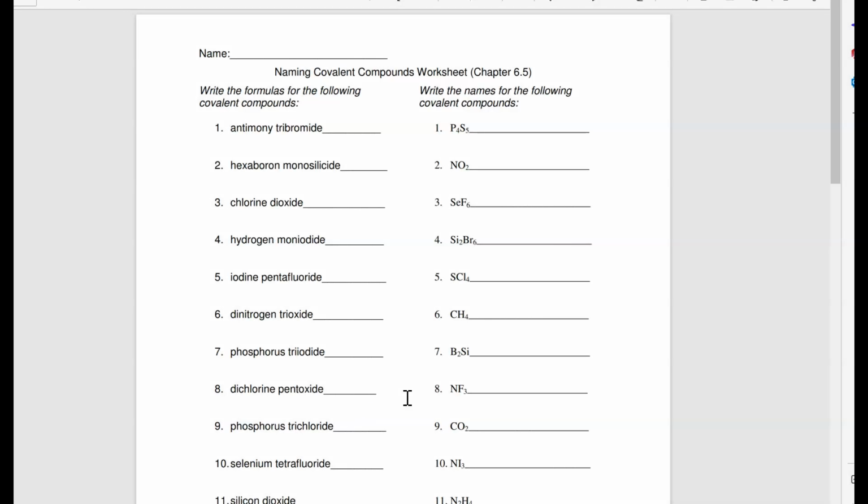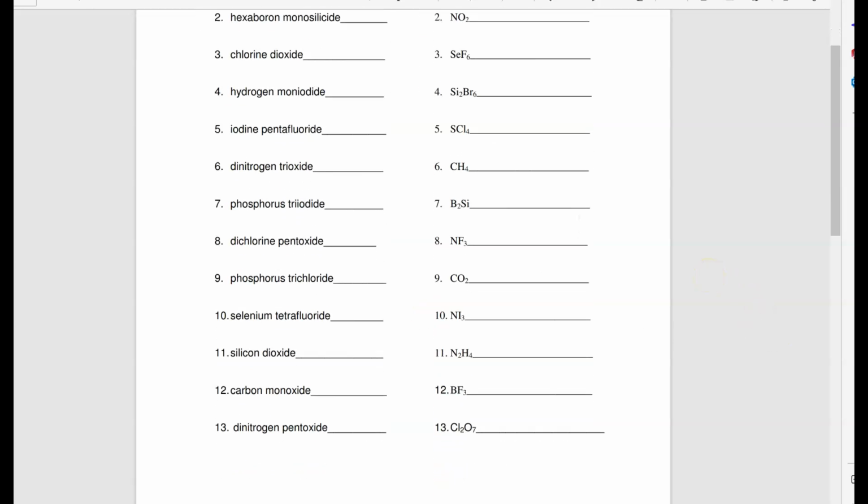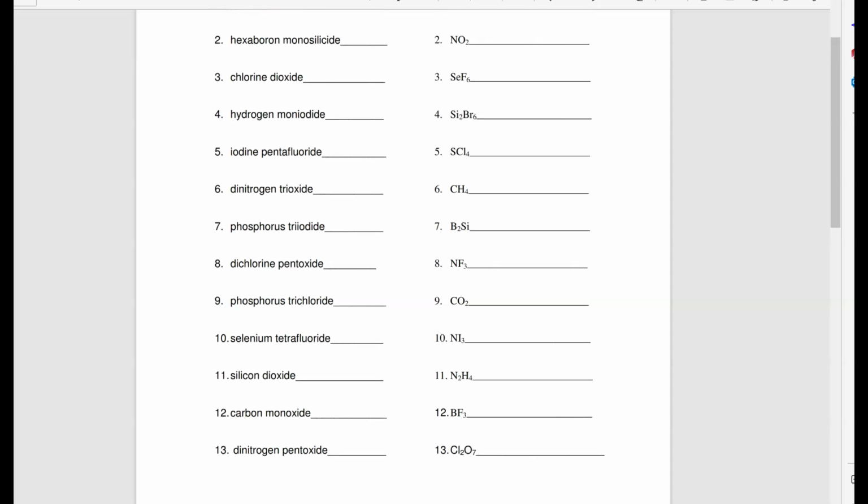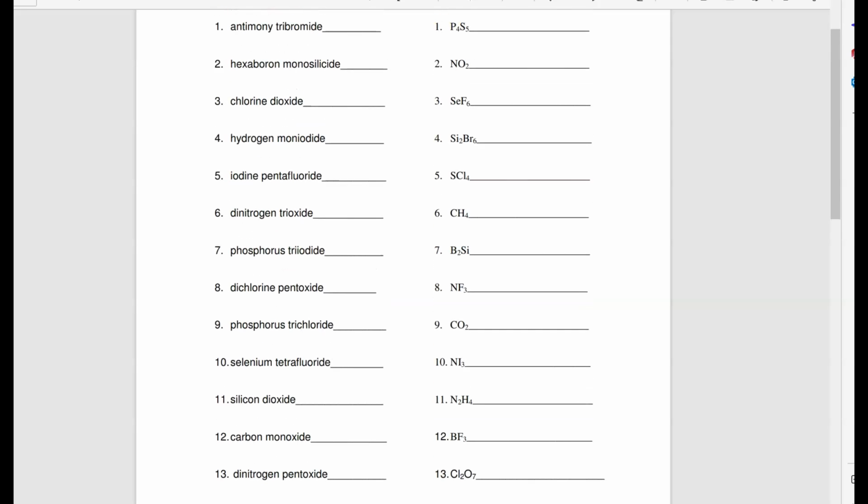Okay. OneNote decided to kick me out again, but you can do some of the practice ones. This worksheet is not due because you already have the other worksheet that's due by Tuesday.